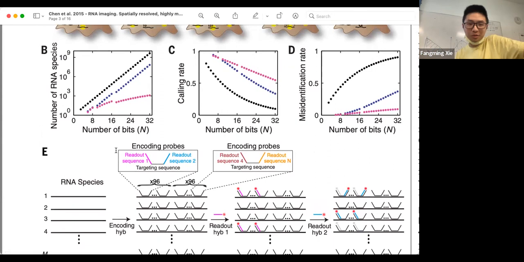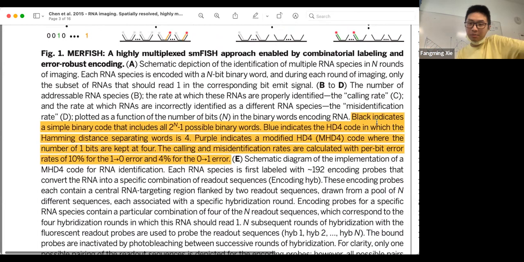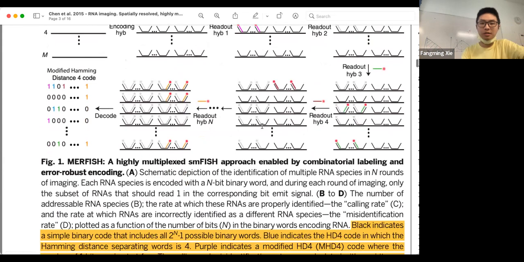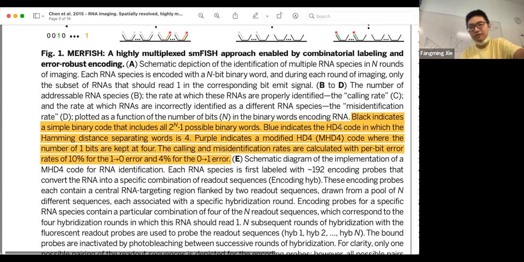So B, C, D, the three different curves, they didn't label it. So what does the black line mean? What does the blue line mean? What does the red? It's actually mentioned in the caption. So they said black indicates a simple binary code that includes all 2^n minus 1 possible binary words. That's what we mentioned. But blue indicates Hamming distance 4, HD4 code, and purple indicates a different code, MHD4, which represents a different thing. So yeah, the key to understand is what's Hamming distance and why do we need to modify it and so on.